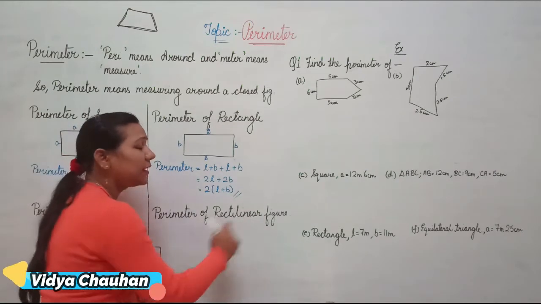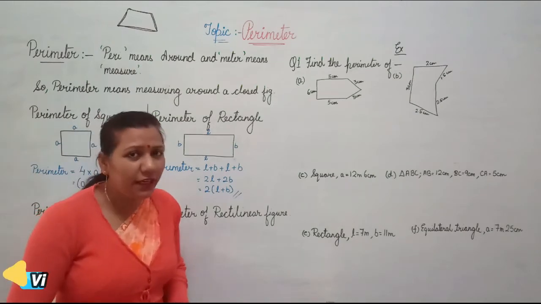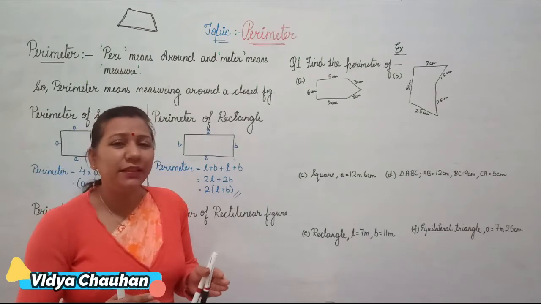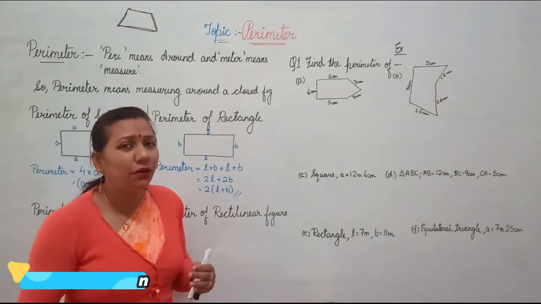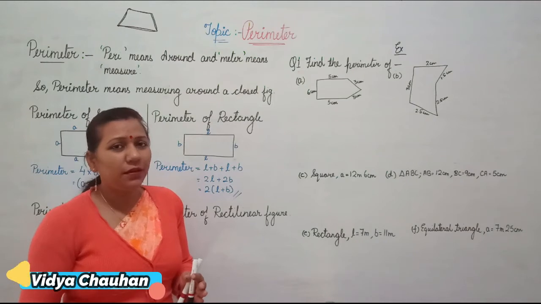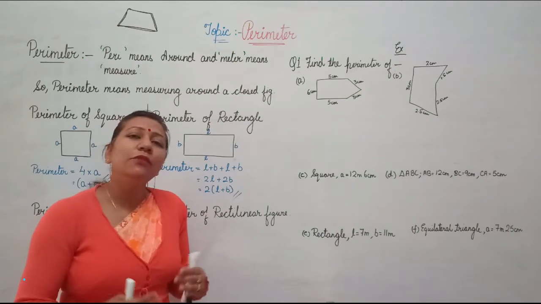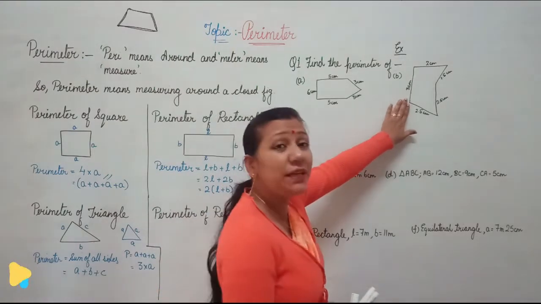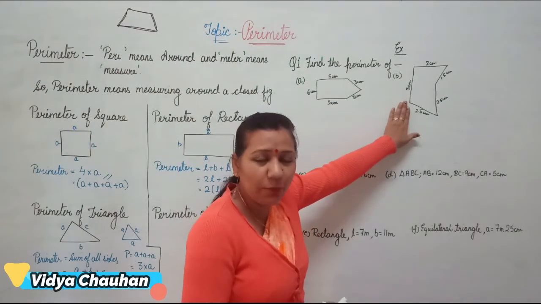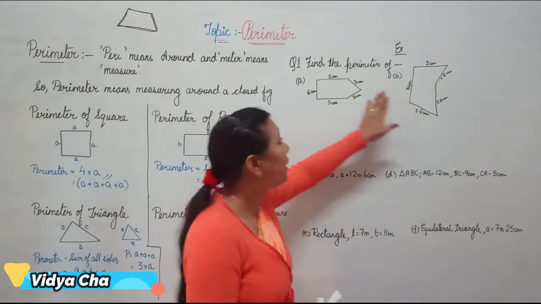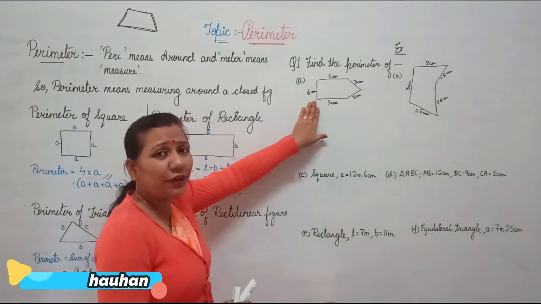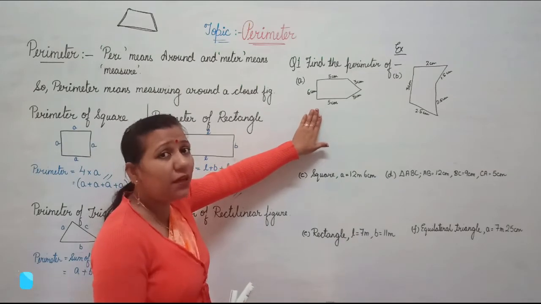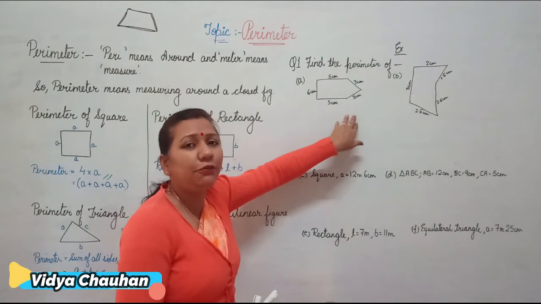Now let us discuss how to find the perimeter of any rectilinear figure. Rectilinear figures are those in which there is no fixed length. That means it can be any irregular shape, and all the sides of the figure will be of unequal length. Here I have taken a question where this shape is an irregular shape, or you can say a rectilinear figure. Similarly, this shape is also a kind of rectilinear figure because we cannot say that it is a square or a rectangle or a triangle, but it is a combination of different figures.